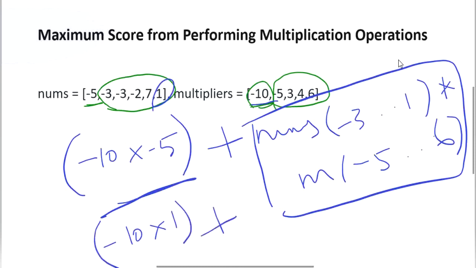Similarly, the rest of the array from -5 to 7 and -5 to 6 from multipliers is going to perform all the operations and add with this result. So let's see how we're going to code it recursively before applying memoization.